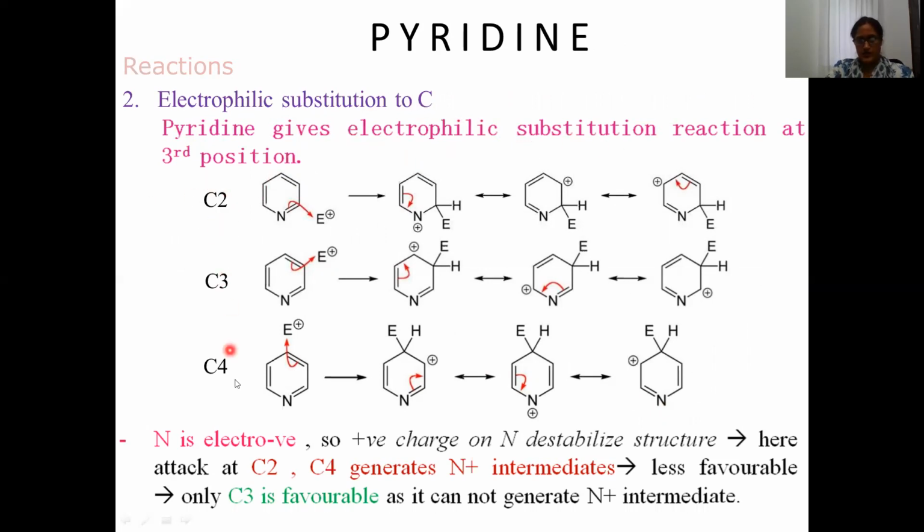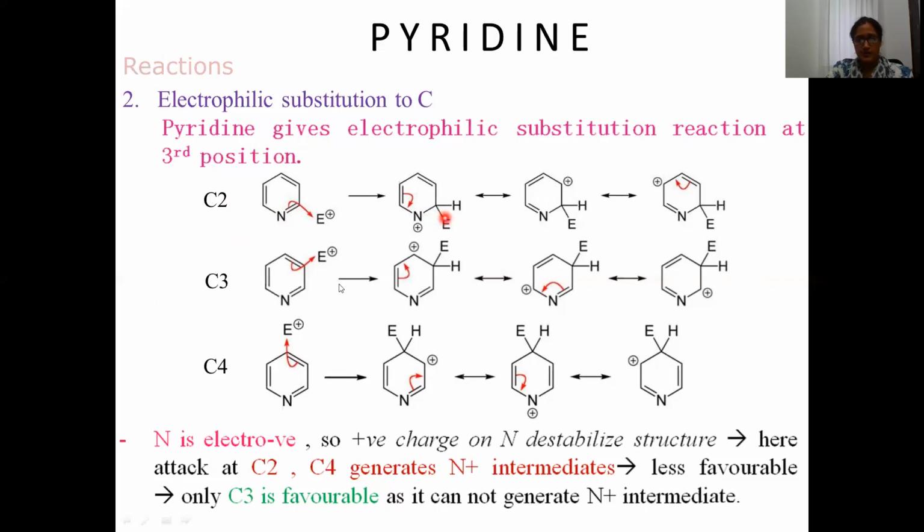So if we see the electrophilic substitution reactions at the different positions of the pyridine, so at the C2 position, C3 position, and C4 position, the C3 position is more susceptible, or more preferable, for electrophilic substitution compared to C2 and C4. The reason behind this is that nitrogen is electronegative, so the positive charge on the nitrogen destabilizes the structure.